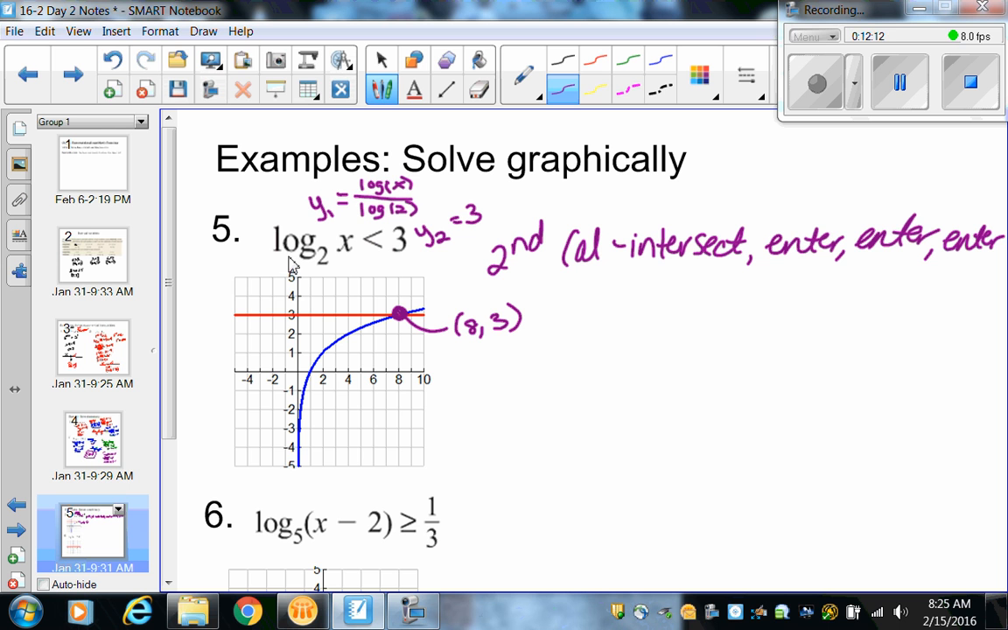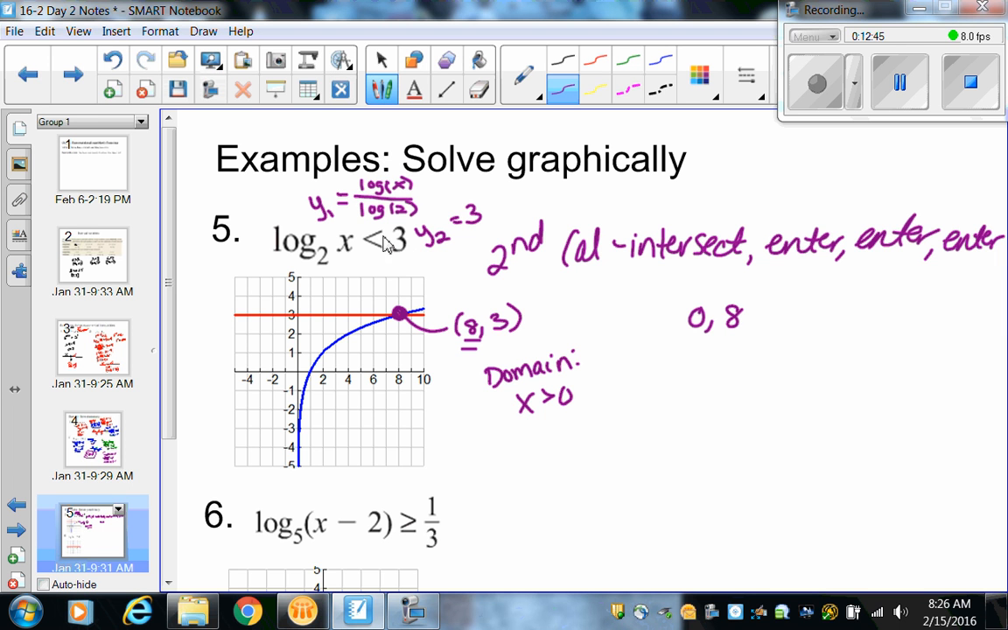Now, I want to know, when is the log function, which in this case is the blue, below 3, which if you notice, it's everything to the left here. However, it is a log function, therefore there is a domain restriction. So I highly suggest that you start with making that domain restriction. And in this case, it's just the log of x, so then x has to be greater than 0. And you know the intersection is at 8, which really tells you that your answer is between 0 and 8.